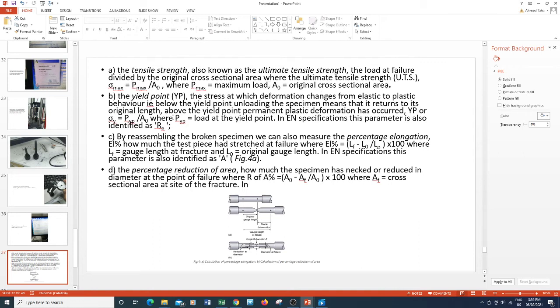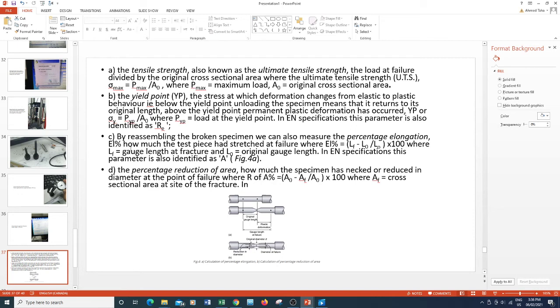We are also going to determine the yield point, which is the stress at which deformation changes from elastic to plastic behavior. Below the yield point, unloading the specimen means that it returns to its original length. Above the yield point, permanent plastic deformation has occurred. The yield strength equals P_YP divided by A naught, where P_YP is the load at yield point, and this is before we reach the ultimate strength.